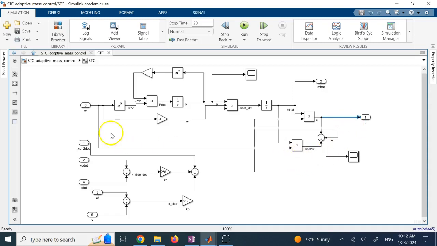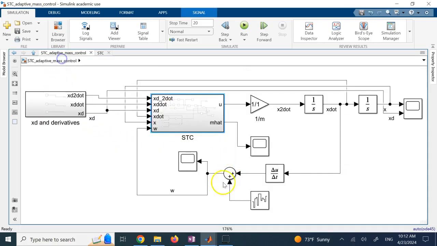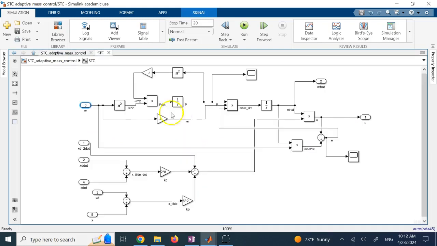Now, this w, which is that noisy acceleration, I bring this w, multiply it by m hat, and subtract it from the u that I'm sending to the system. That is going to be this e. Which e? This is the e of the least squares, not the tracking error. That's not x tilde. This is the least square error.